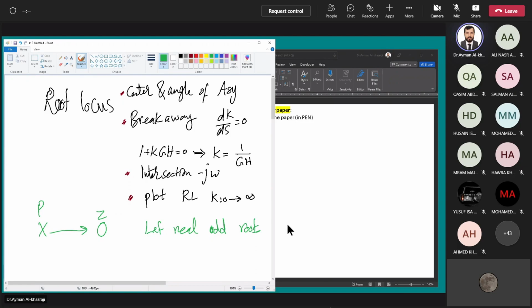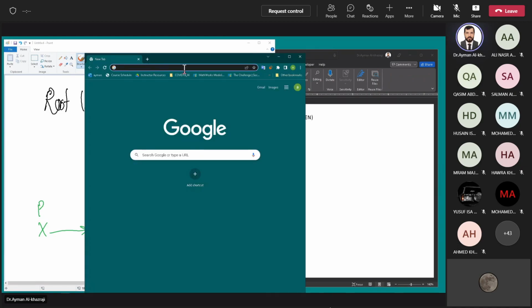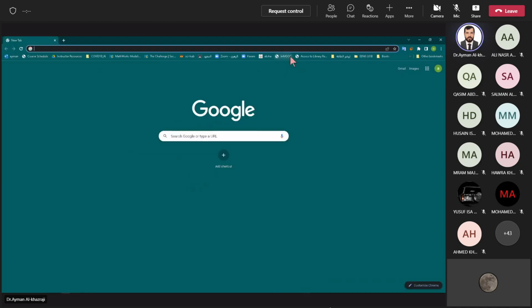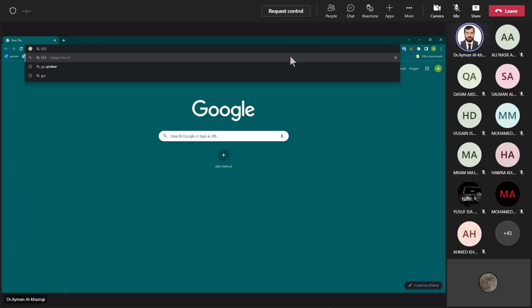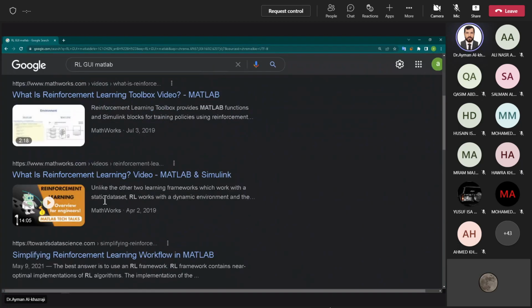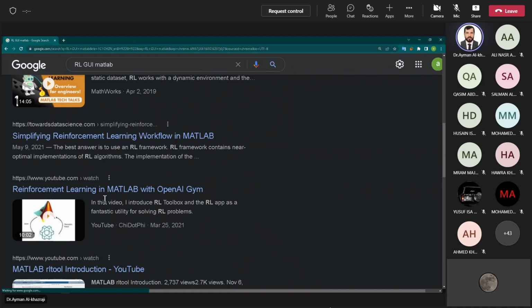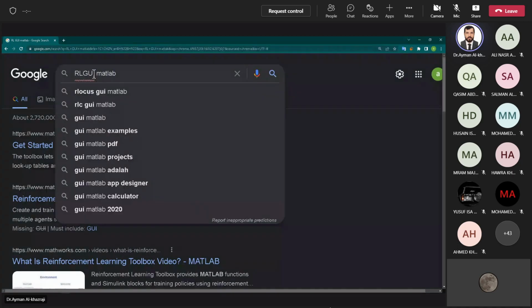Okay, suppose a student is saying, doctor, it is midnight, I don't know where to go, I cannot solve it. You can search for the code. I already shared it with you, right? I already shared the code, and you can also write root locus GUI, graphical user interface. You write it in MATLAB. And there is one site also doing this, RLGUI.